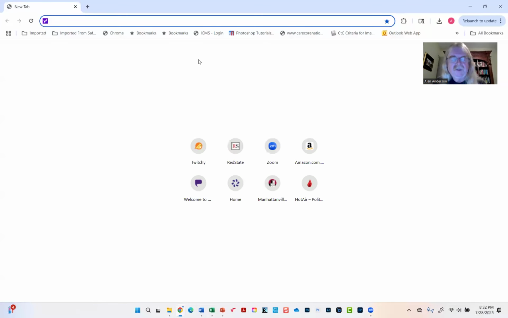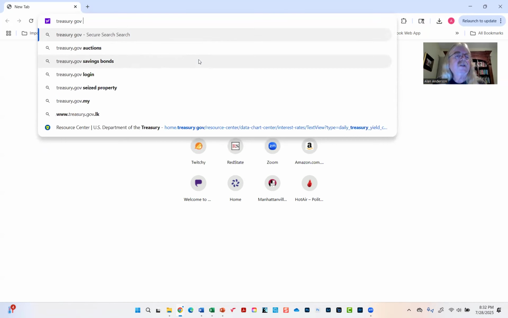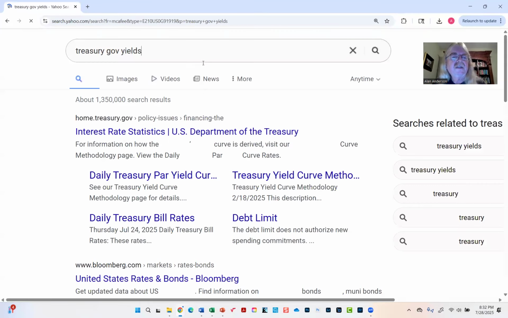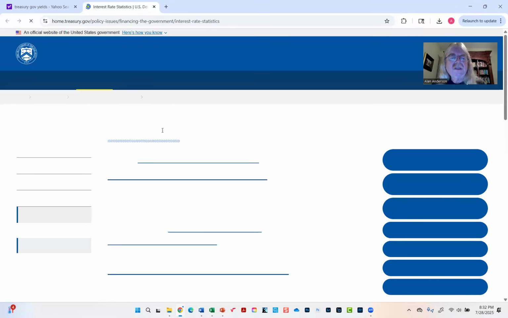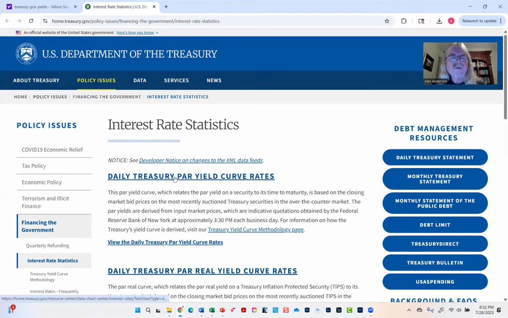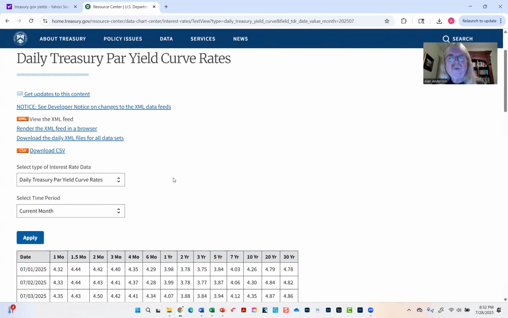So there's one website where you can look at the yield curve of the Treasury Department very quickly and easily. I keep forgetting the exact name, but if you type in Treasury Gov yields, you should be able to find it. Here it is. So what we're looking for is the daily Treasury par yield curve rates. And we'll get to that in a bit, what that means.